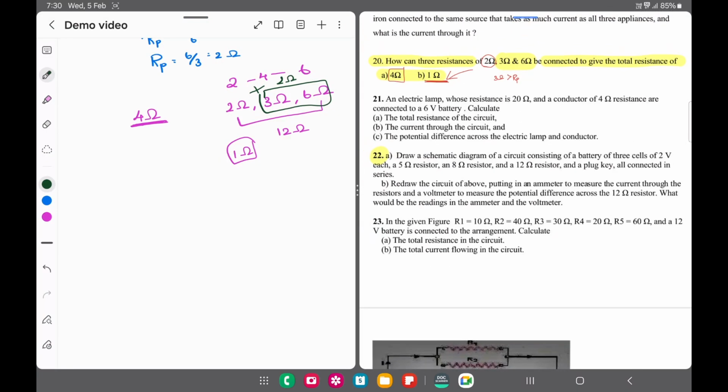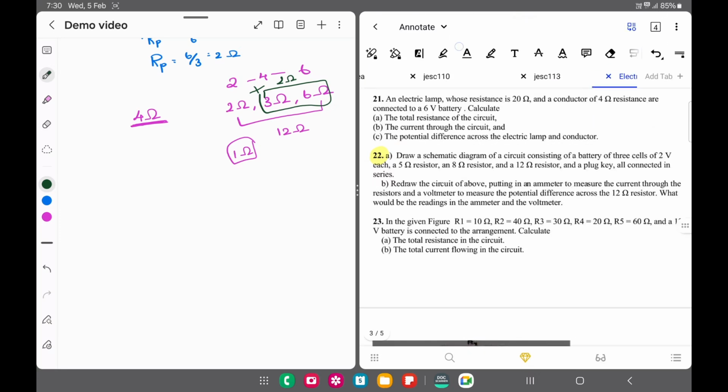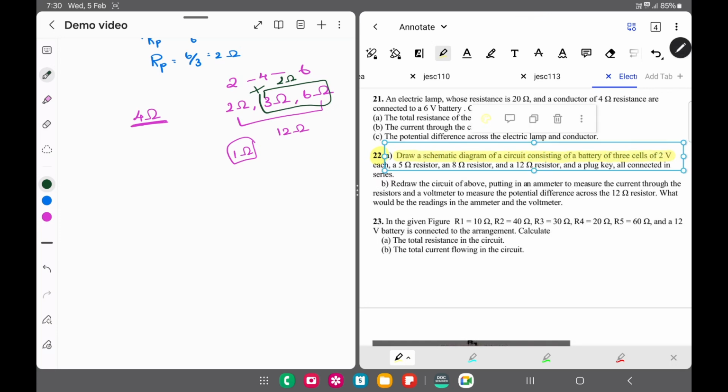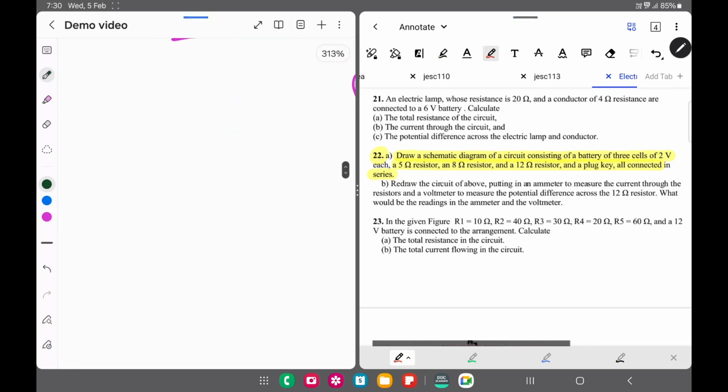So the next question is a circuit diagram question. Draw a schematic diagram of a circuit. It's question number 22. Draw a schematic diagram of a circuit consisting of a battery of 3 cells of 2 volt each and 5 ohm resistance, 8 ohm resistance, and 12 ohm resistance, and a plug key, all connected in series. That's it. For the first question, we only need to draw the diagram. So it's so simple, just drawing the diagram.